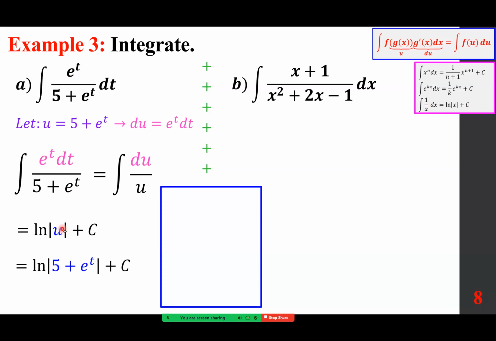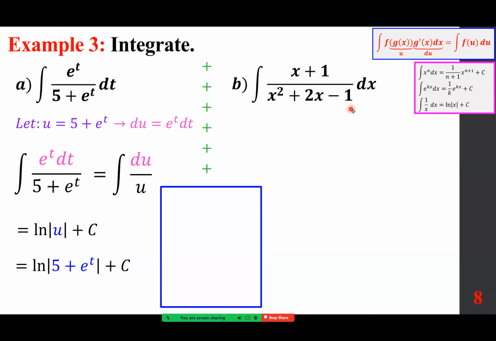As always, if you differentiate the result, it should give you the integrand back without the dt. Also, because this expression 5 plus e to the power of t is always positive, because remember the range for e to the power of t is positive values of y, 0 to infinity, if you use parentheses, it's okay.